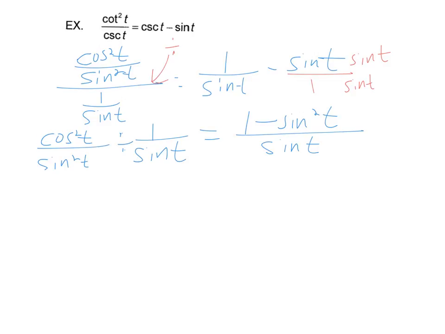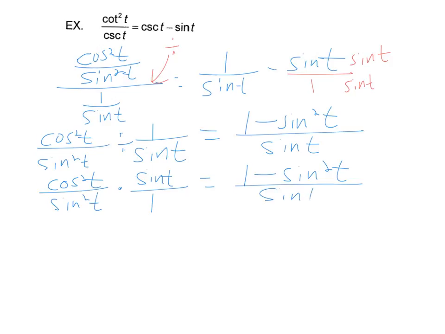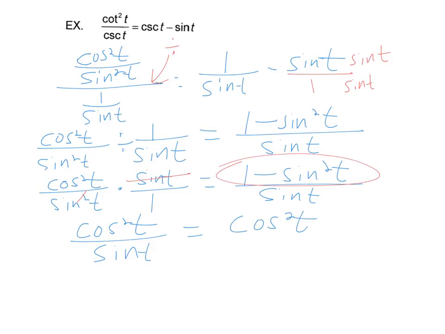Okay, back to the left side, I have division of fractions, so I need to flip and multiply. Cosine squared over sine squared times sine over 1. The right side can just stay the same. Then I can cancel out one of the sines, and I have cosine squared over sine equals, and then on the right side, 1 minus sine squared is also cosine squared, and then it's finished.